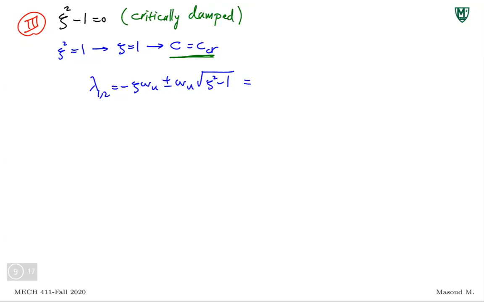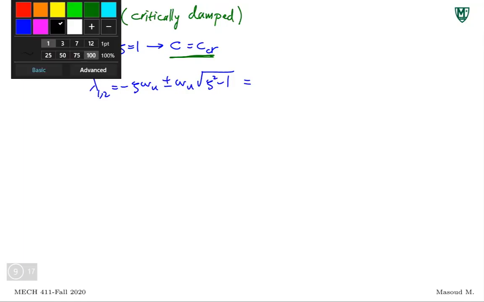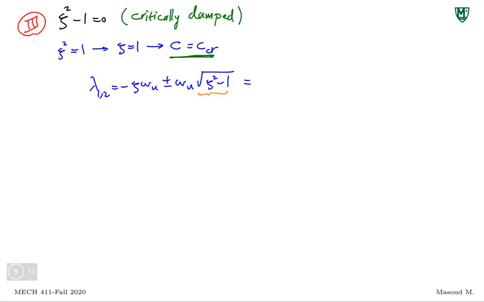So zeta squared minus 1, zeta squared is 1, right? So zeta squared minus 1 becomes 0. We have a 0, but not roots. This becomes 0. Would it just be the natural frequency? Exactly. So it becomes minus natural frequency, minus omega n, because this is 0. The first term, zeta is 1. Eventually you get just minus omega n.